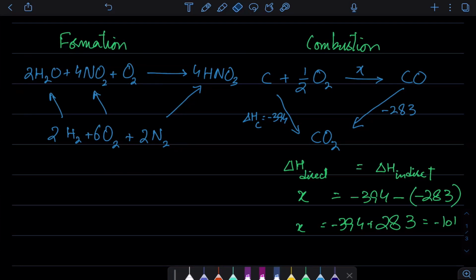Now my job is to pick a starting point, pick an ending point, find a direct path, find an indirect path. अच्छा, अब फॉर्मेशन वैल्यूज जो मुझे एग्जामिनर ने दी हुई हैं, वाटर की फॉर्मेशन वैल्यू इज -286. अगेन दिस इज फॉर 1 मोल. नाइट्रोजन डाइऑक्साइड की फॉर्मेशन वैल्यू इज +33. ऑक्सीजन बीइंग एन एलिमेंट इट इज 0 and nitric acid is -173.